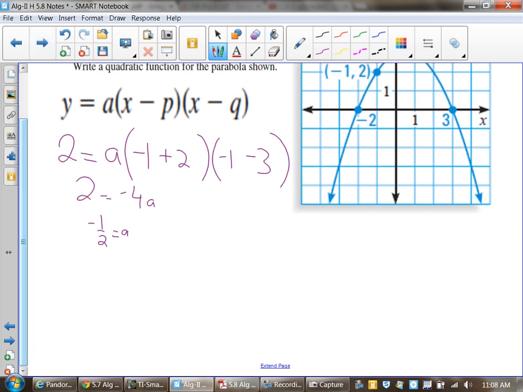So now I know what my a value is. I just substitute back into the generic form. Y equals negative 1/2 times quantity x plus 2 times quantity x minus 3. And I'm done.